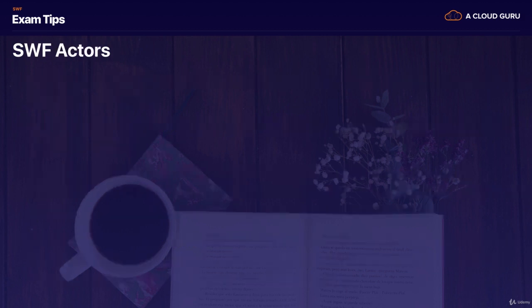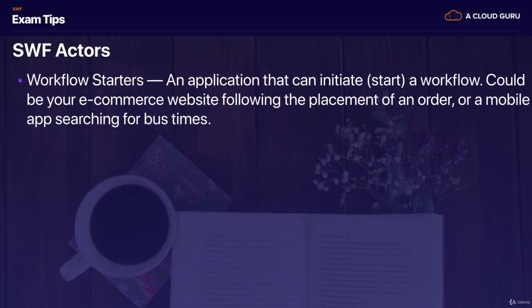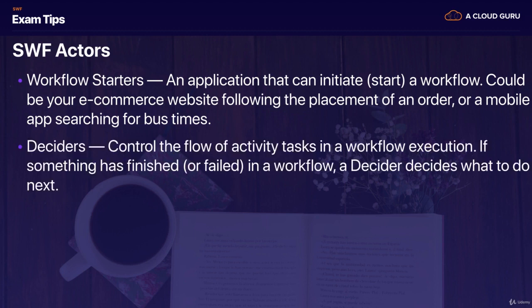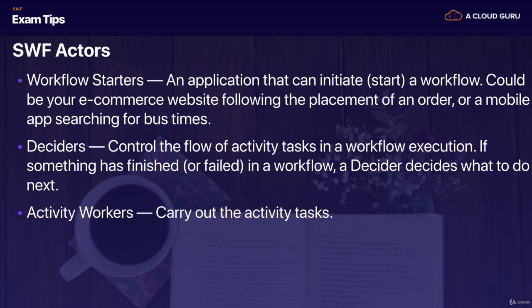Also remember what SWF actors are. Essentially they're composed of different things. We've got our workflow starters, and this is an application that can initiate or start a workflow. So maybe it's when you've ordered a book on Amazon.com. It could be your e-commerce website following the placement of an order, or a mobile app searching for bus times. Then you've got your deciders, which control the flow of the activity tasks in a workflow execution. If something is finished or failed in a workflow, a decider decides what to do next.